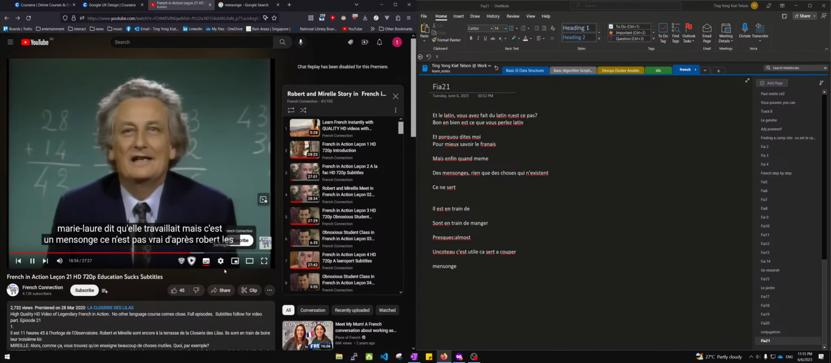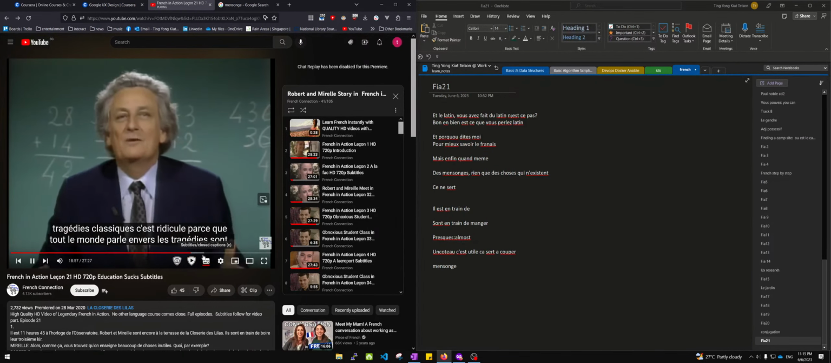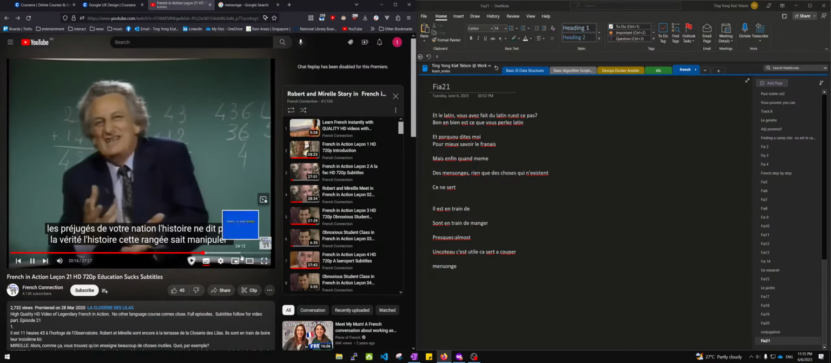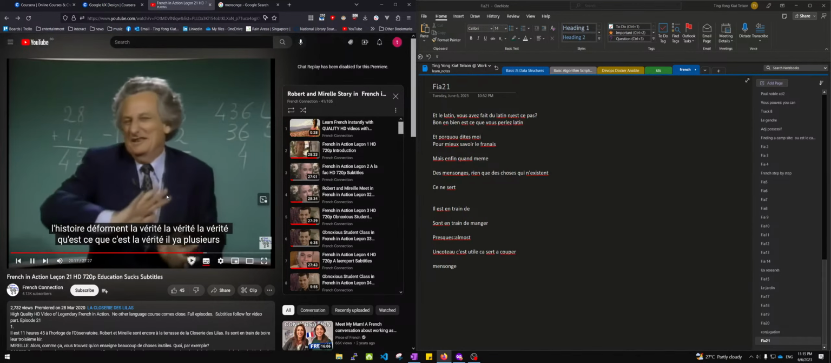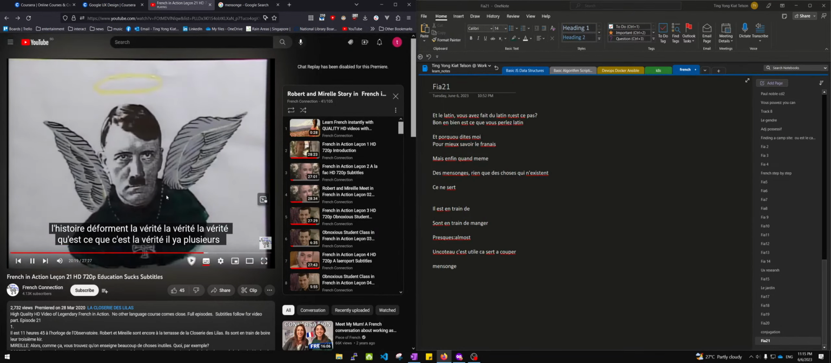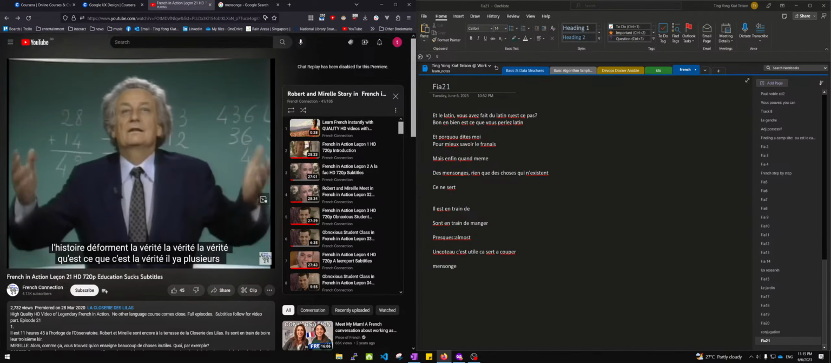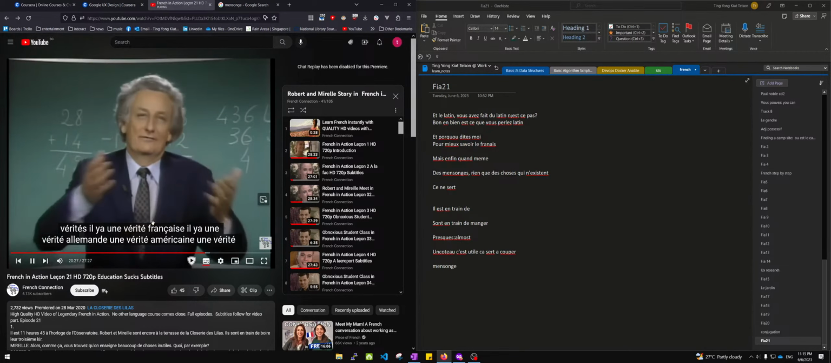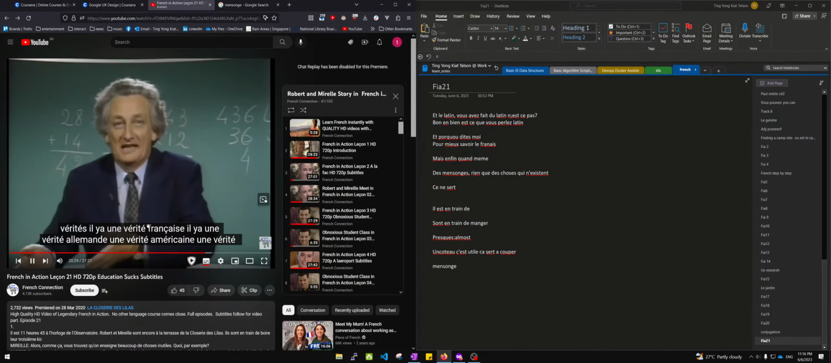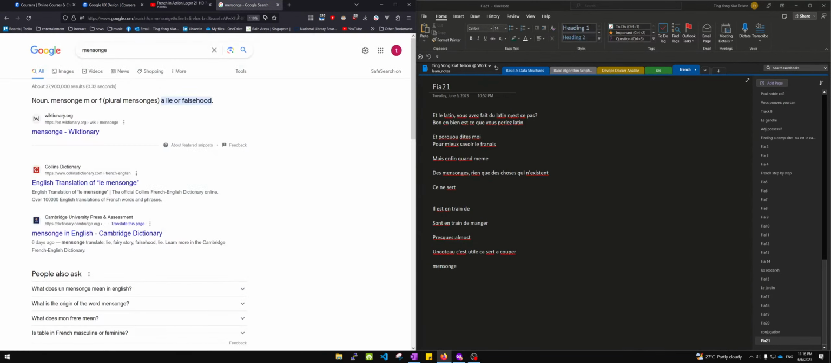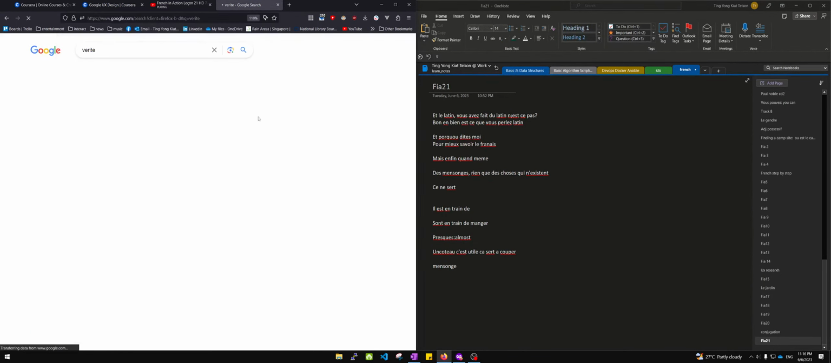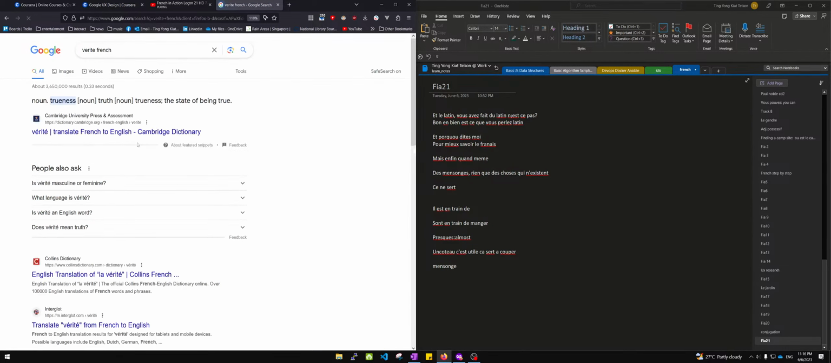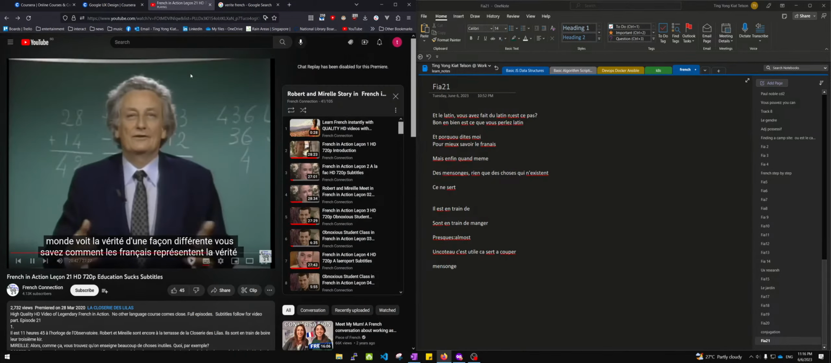D'après Robert, les tragédies classiques, c'est ridicule, parce que tout le monde, ce n'est pas un personnage. L'histoire, c'est arrangé, c'est manipulé. L'histoire déforme la vérité. La vérité, qu'est-ce que c'est la vérité? Il y a plusieurs vérités. Il y a une vérité française, il y a une vérité allemande, une vérité américaine, une vérité russe. Enfin, on peut dire que la vérité, c'est le contraire du mensonge. Mensonge, vérité. Tout le monde voit la vérité d'une façon différente.